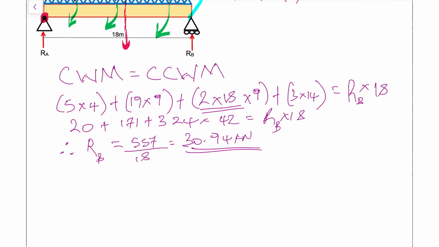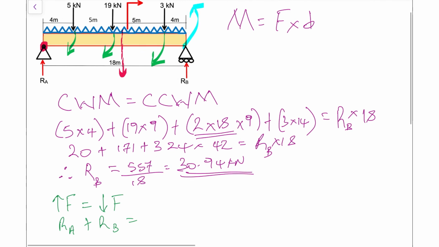So the next step in our equation is to find our RA, and to do that we're just going to say that our upward vertical forces should sum to be the same as our downward vertical forces. So what we have going up, we have our RA plus we have our RB, and what we have going down, the actual forces, that's what we're going to sum up. So just take another look. So we have that 5 kilonewtons plus 19, plus 3, and plus 2 times 18 gives us the UDL.